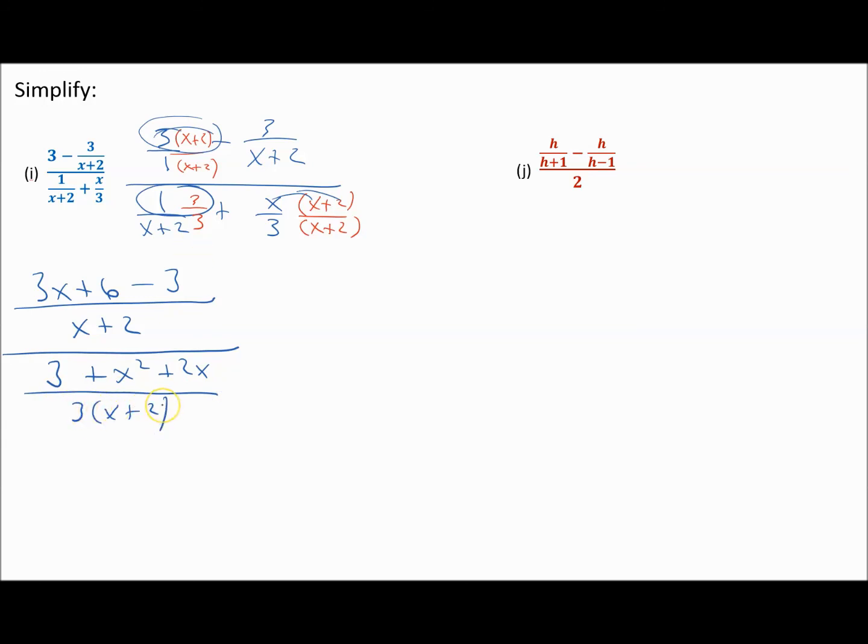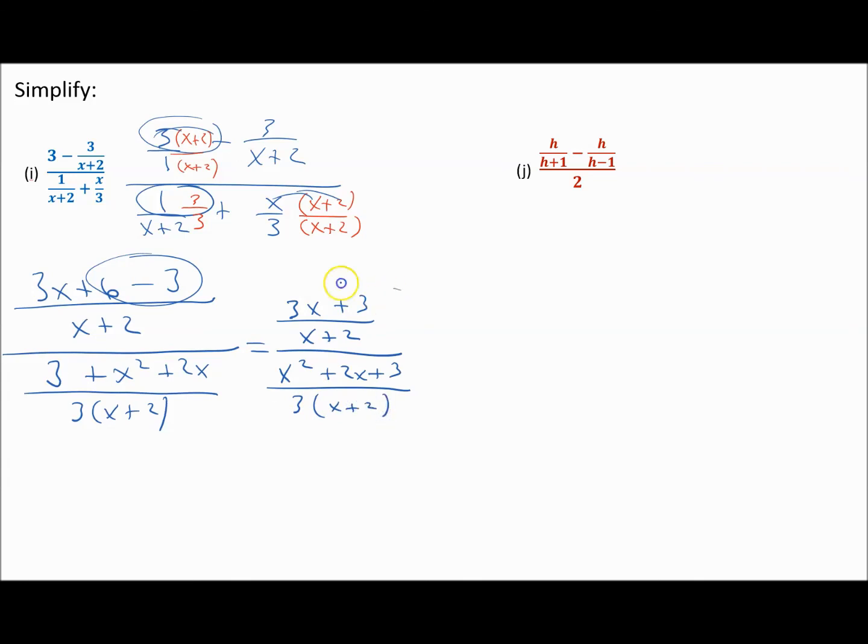Now, I don't need to distribute denominators. We distribute numerators, not denominators. Alright, so now I continue. 3x plus 6 minus 3, I can combine like terms right here. It's going to be 3x plus 3 over x plus 2, divided by the denominator. There are no like terms down here, but I am going to change the order: x squared plus 2x plus 3 over, keep that denominator factor, 3 times x plus 2.